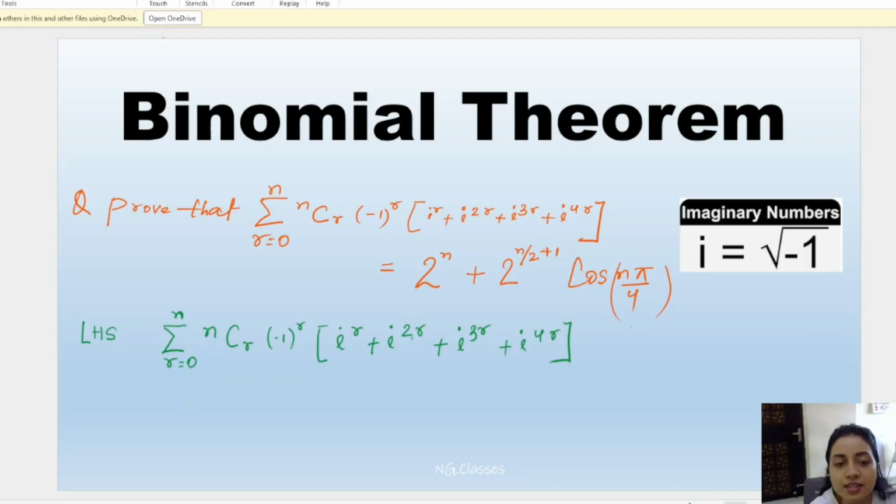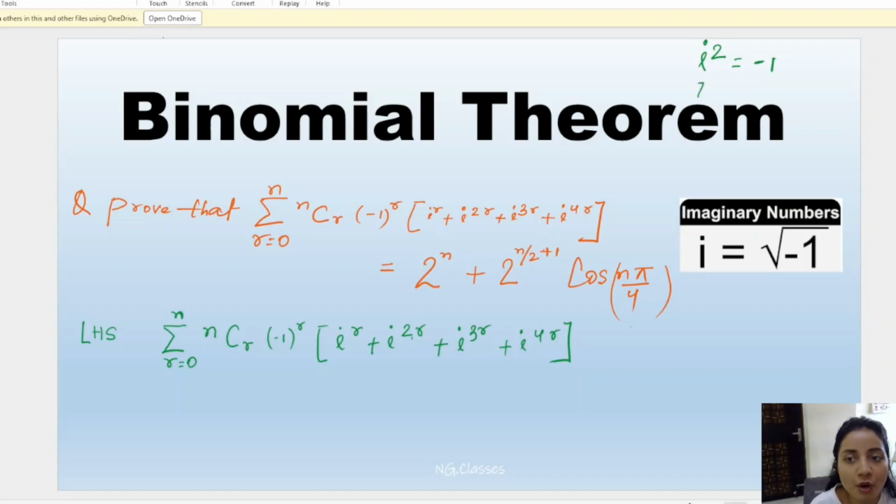Here, as you can see, sigma, that means summation of all nCr (-1) to the power r, and then we are having i. This i is the imaginary unit, iota, which you have seen in complex numbers. So i to the power r plus i to the power 2r plus i to the power 3r plus i to the power 4r. As we know, i is nothing but root minus 1, which is written over here as well.